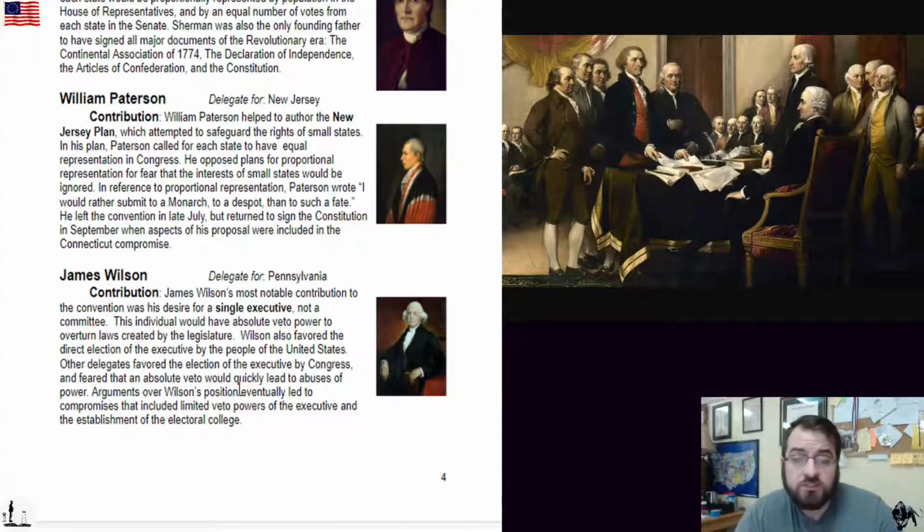Arguments over Wilson's position eventually led to compromises that included limited veto powers of the executive and the establishment of the Electoral College. So later on, we are talking and reading about veto powers of the executive, and we are talking about the establishment of the Electoral College. The reason those exist is because gentlemen like James Wilson were arguing for much stronger objectives, and they were compromises to kind of get somewhere in the middle.